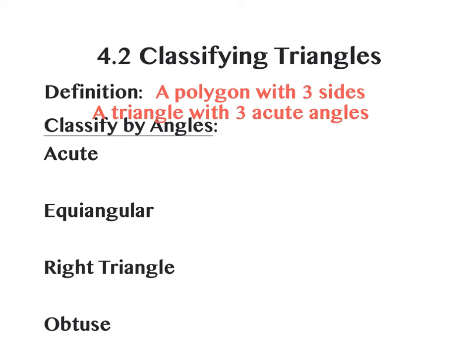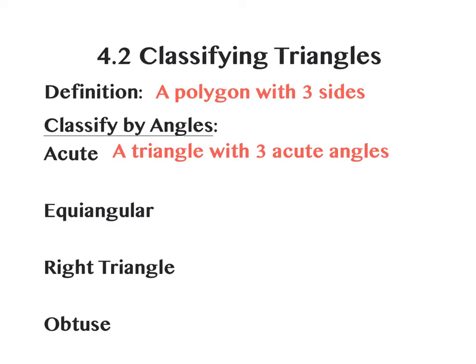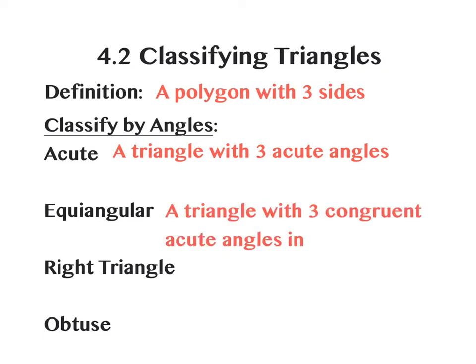There are 2 ways to classify triangles. One is by sides and one is by angles. And right now we're looking at classifying by angles. In a minute we will look at classifying by sides. Equiangular means 3 congruent acute angles. A right triangle is a triangle with 1 right angle, and an obtuse triangle is a triangle with 1 obtuse angle.